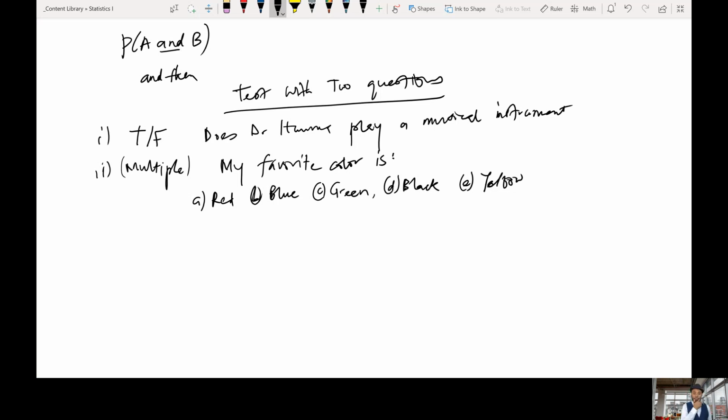Now, what's the probability for the first question? If I say, what's the probability that Dr. Itauma plays a musical instrument? So it's 50-50. So what's the probability that is right? That will be 1/2. For the second question, what's the probability that any of them is correct? That will be 1/5. So this will be 1/2, and this will be 1/5. That's what should happen, and that's known as classical probability here.